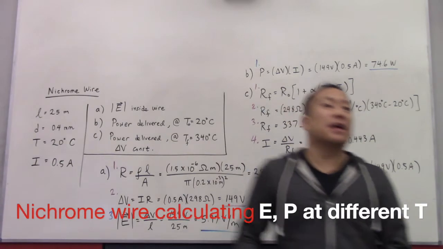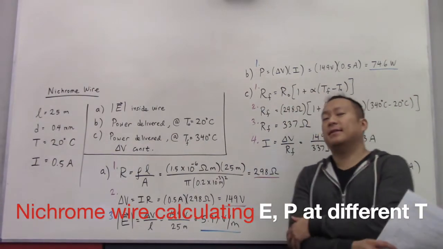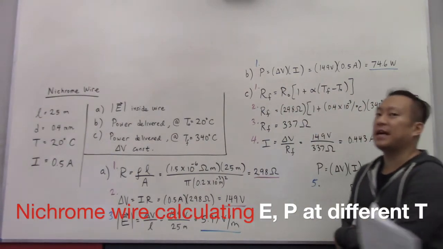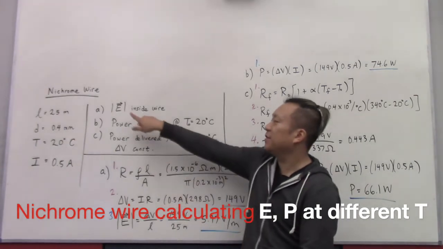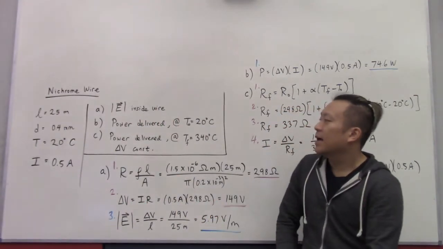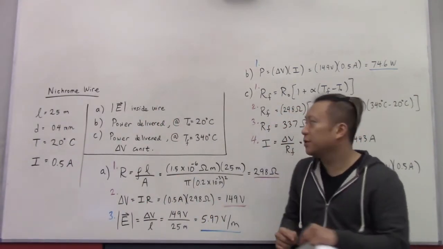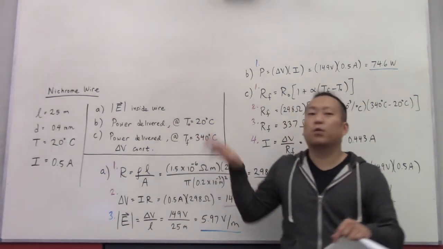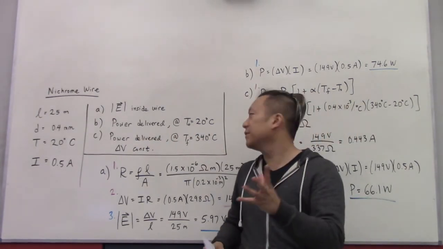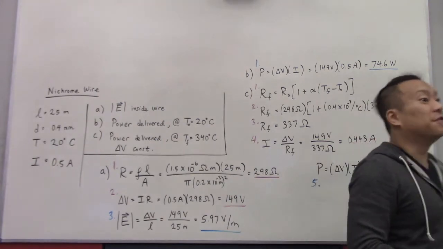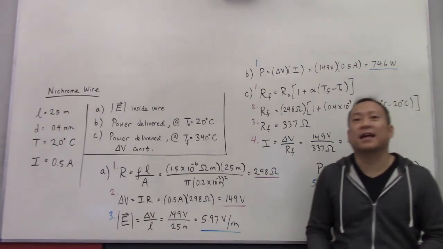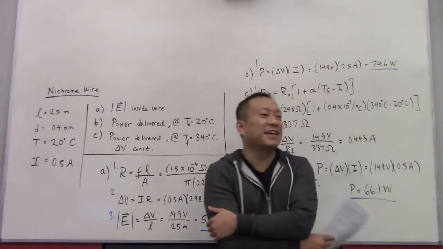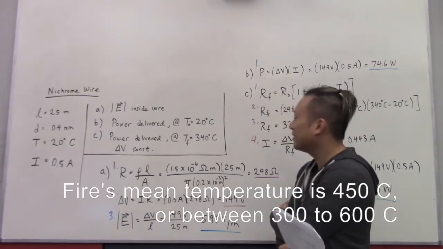This one's talking about a nichrome wire, all right? And we have 3 questions to ask. What is the electric field inside a wire if this wire is attached to some voltage source? What is the power delivered to it at 20 degrees Celsius? And what is the power delivered to it at 304 degrees Celsius? So that's like really hot. Maybe it's like on fire. I don't know what fire is.